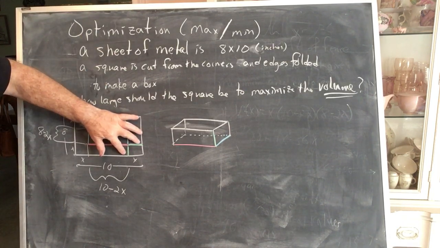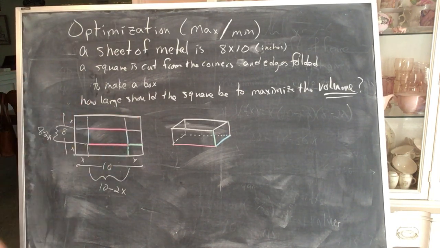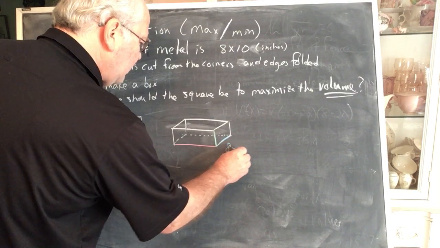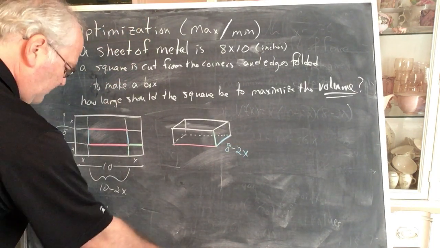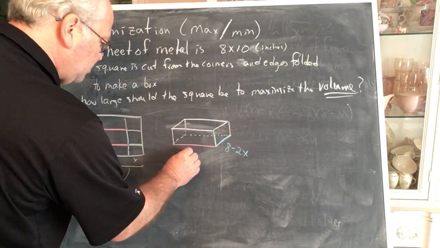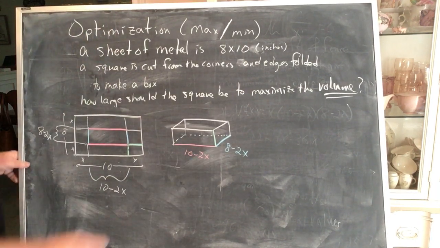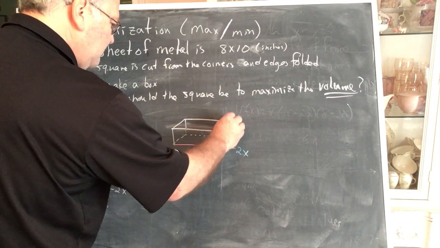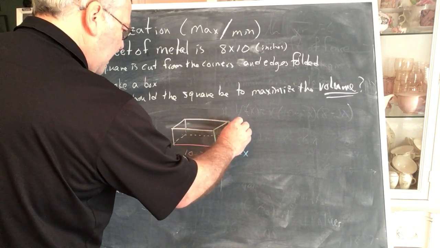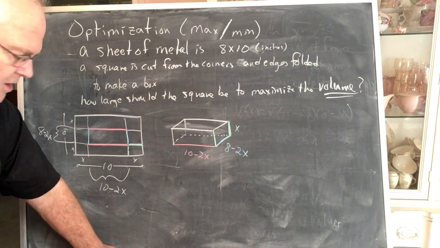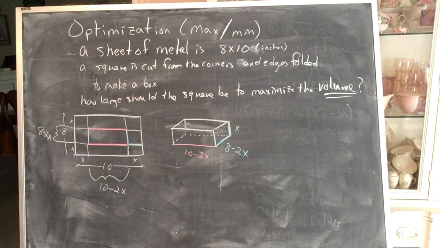Of course, the dimensions of the square are x by x by x. And so this distance is 8 minus 2x, that's the width. The length is the larger, 10 minus 2x. And then the value for x, the depth of the box, or the height, is just x by itself. So when we find the volume of this box, those are the three dimensions we're going to work with.